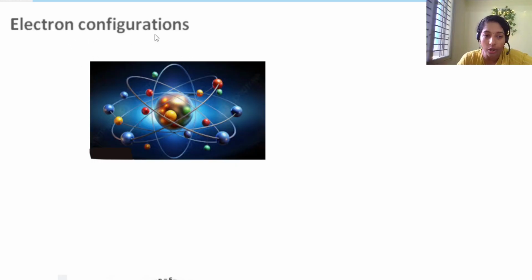What do you mean by electronic configuration? It is the arrangement of electrons in an atom, right? Because we know that an atom is composed of protons, neutrons and electrons, in which protons and neutrons are situated at the center of the atom, which we call the nucleus, and electrons are revolving around the nucleus. How they are arranged is what we are going to study. That is what we mean by electronic configuration. Let's start.